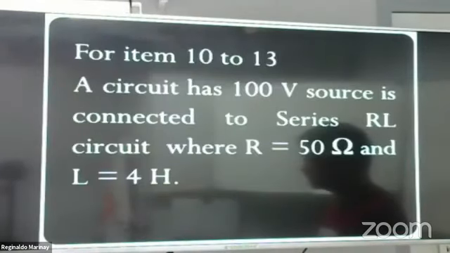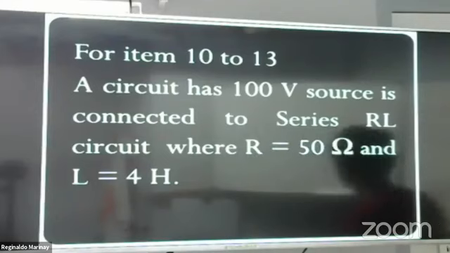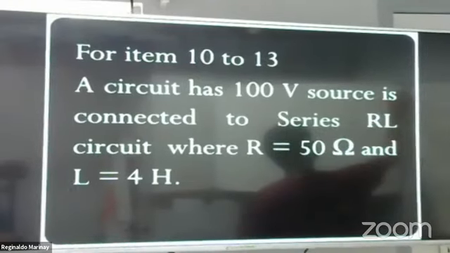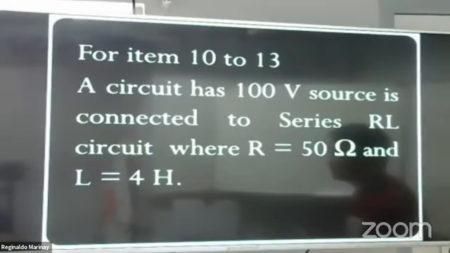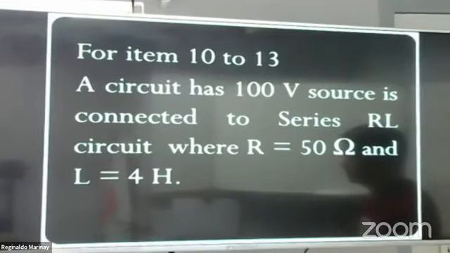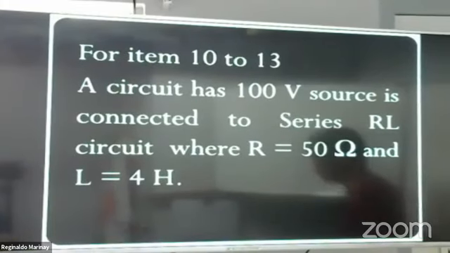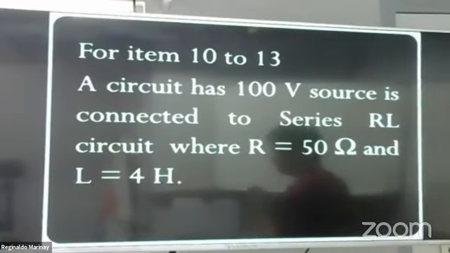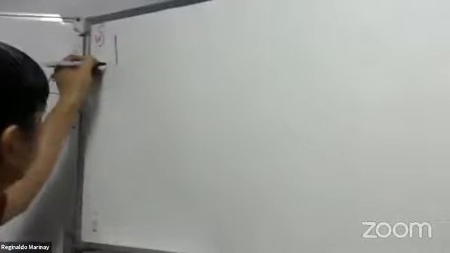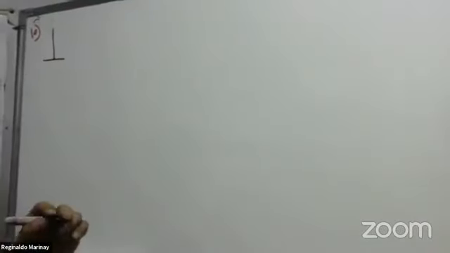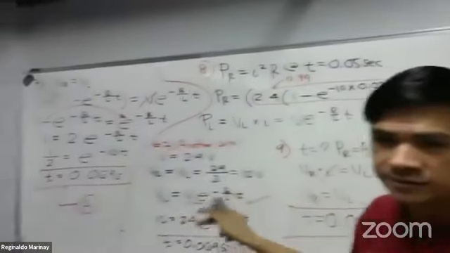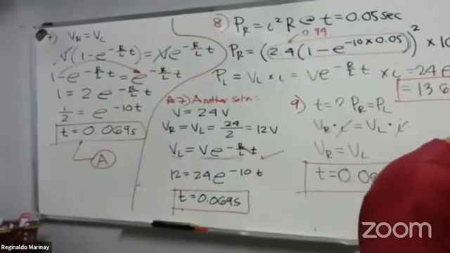Okay, number 10 to 13. A circuit has a 100 volt source connected to a series RL circuit when R is equal to 50 ohms. I will draw first the circuit so that you may copy, and also, close up mo muna dito para makakopya sila.